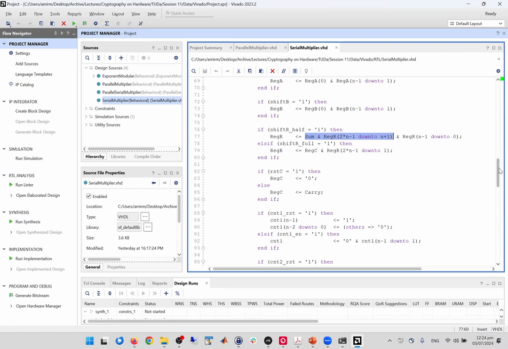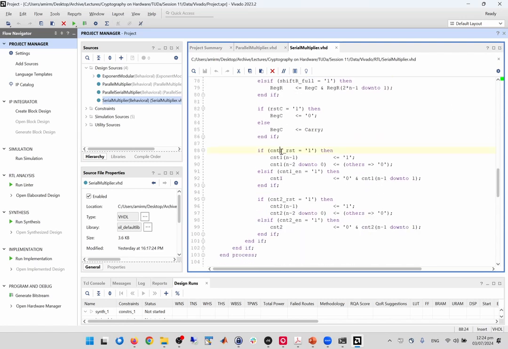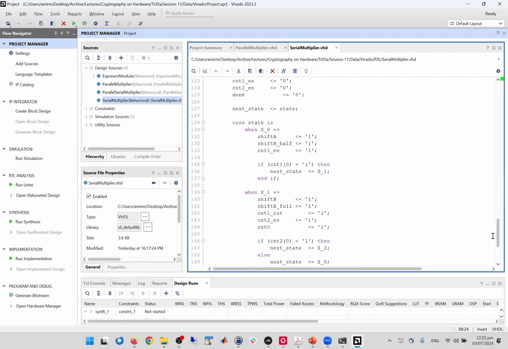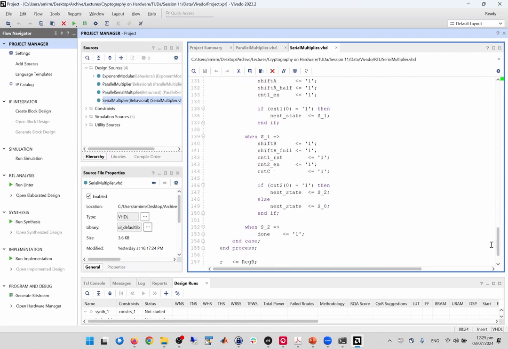And again, some other signals. If the control's reset is 1, then we reset the counters and so on. Now enable the counters and so on. And as I said, it may look complicated, but if you follow the states, you understand what you should do.